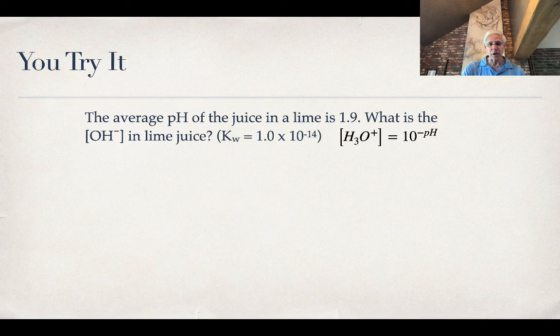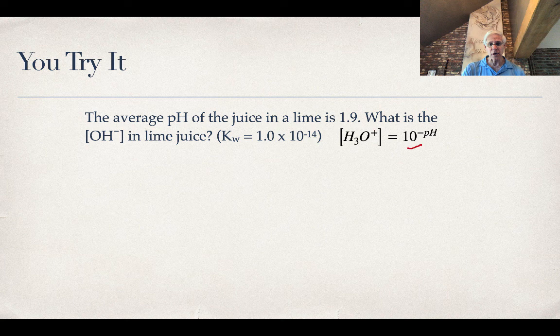Here's another set to try. The average pH of juice in a lime is 1.9. We want to know what is the hydroxide ion concentration in lime juice. And we'll say it's at 25 Celsius, so we know the Kw there. And we learned that pH is equal to negative log of H3O+, and that means that the inverse function is 10 to the minus.